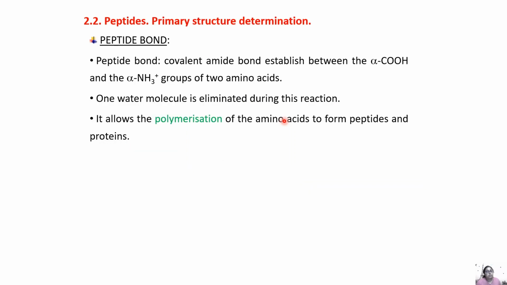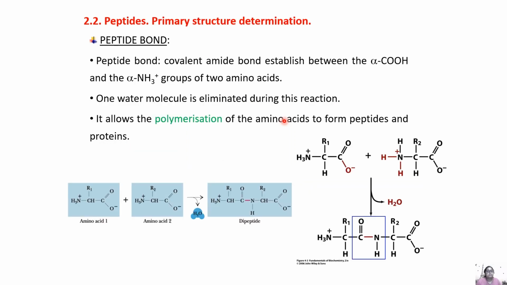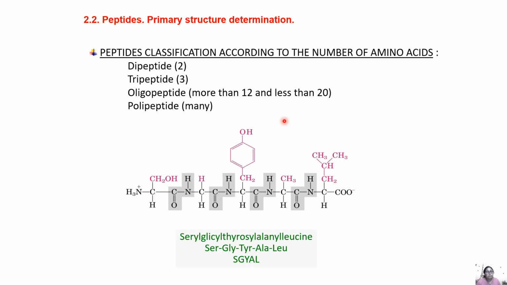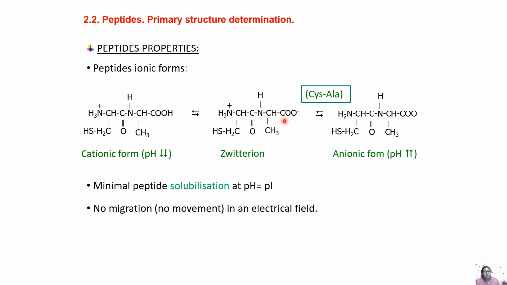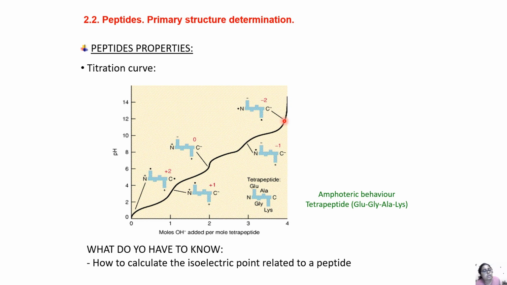We already talked about all these peptide bonds and the different types of amino acids. I'm not going into detail too much. We talked about the titration curves of some different amino acids.